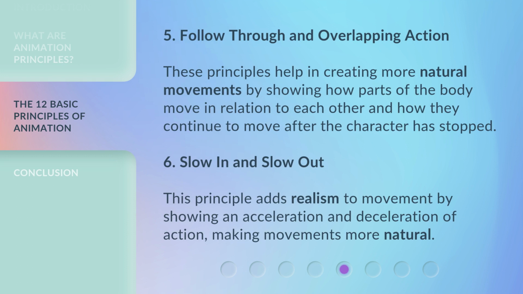5. Follow-through and overlapping action. These principles help in creating more natural movements by showing how parts of the body move in relation to each other and how they continue to move after the character has stopped. 6. Slow in and slow out. This principle adds realism to movement by showing an acceleration and deceleration of action, making movements more natural.